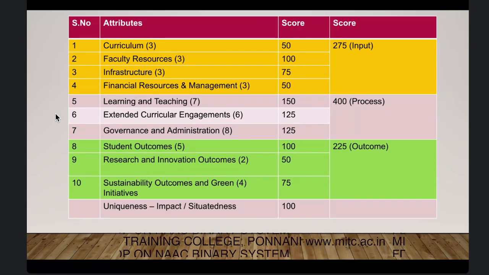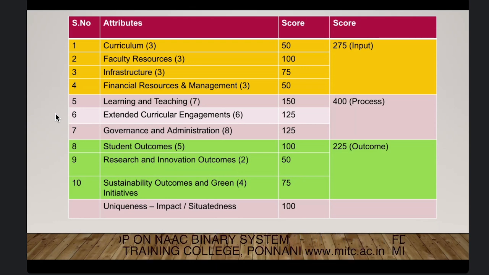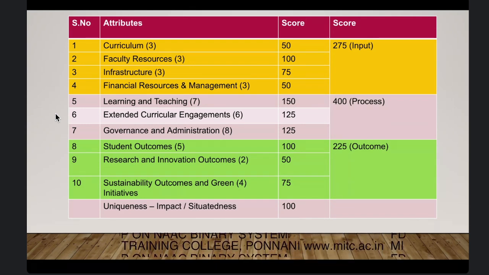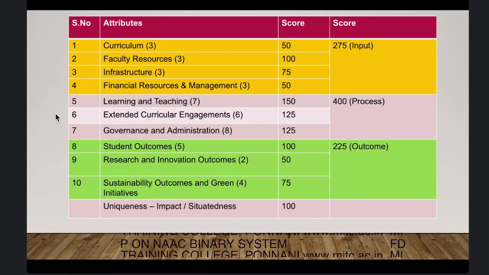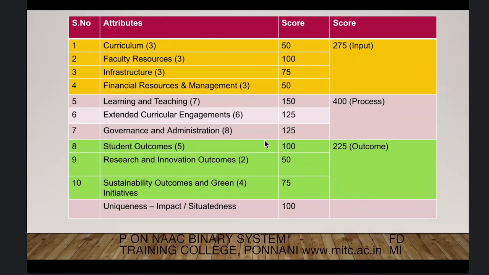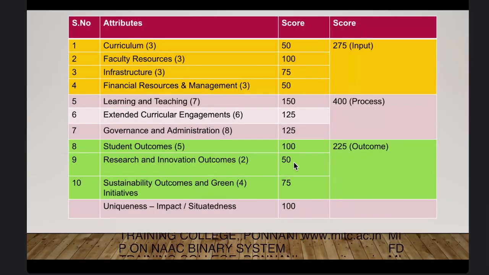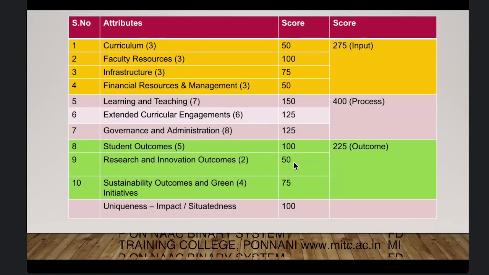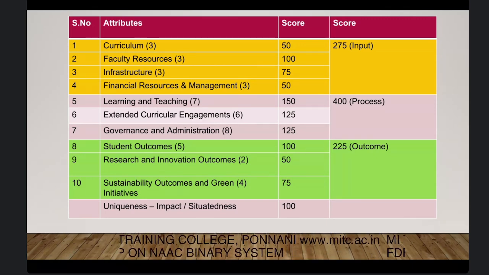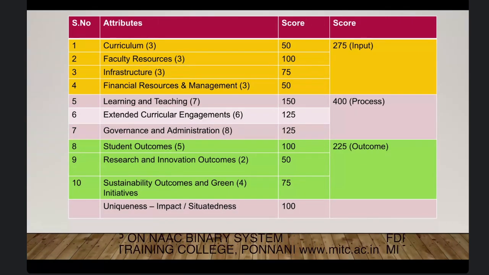And finally, what are you achieving for the society? That is your sustainability outcomes and your green initiatives. These are the three ways through which each aspect of the entire system of our institution will be assessed. So you have the input, you have the process, and you have the output, or the outcome.